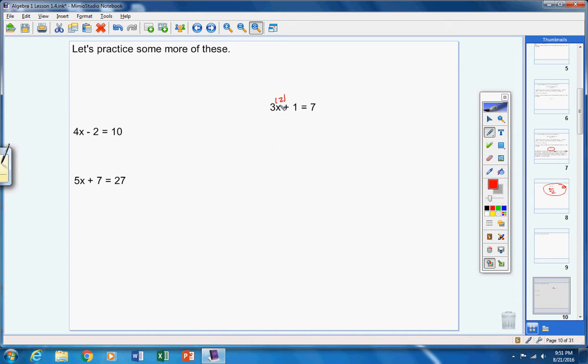So there's my answer. X has to be 2. 3 times 2 is 6 plus 1 is 7. So I got my answer. And now I want you to check it and show all of your work just for practice.